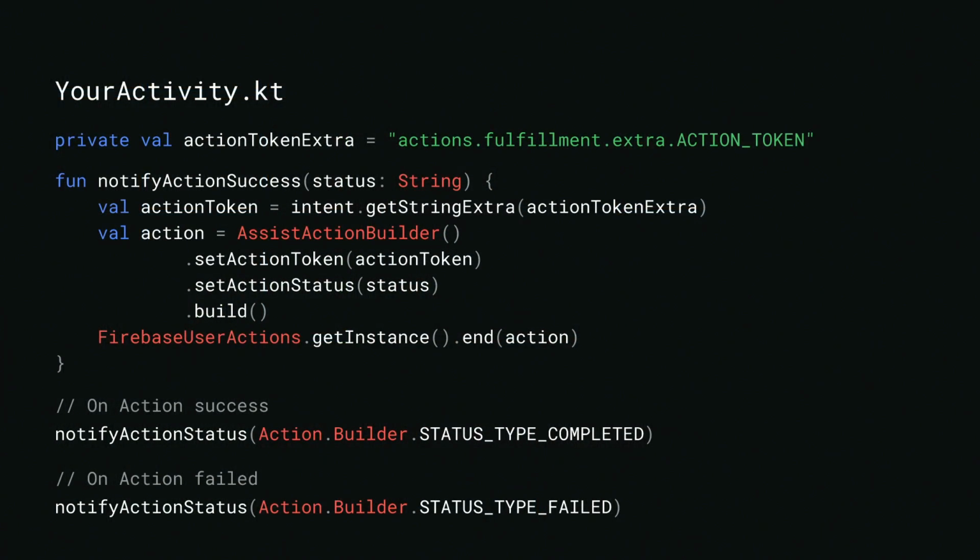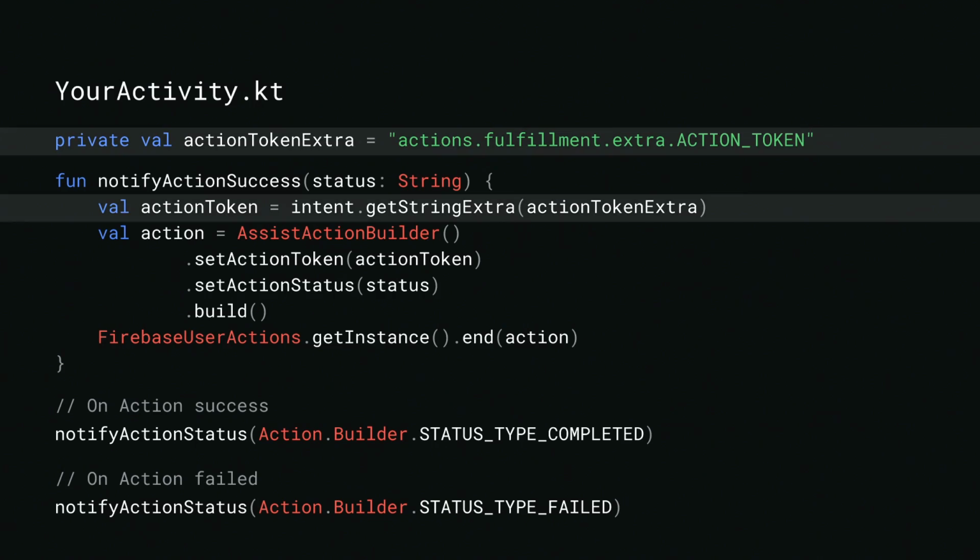Here we're in our activity, and we've defined a function called notify action success. This takes a single parameter of if that particular app action was successful or not. The first thing we're going to do is look at the intent that was used to start this activity and extract off a special token extra. You can see that highlighted here. This is a special token that we pass over from the assistant to your Android application in that deep link intent.